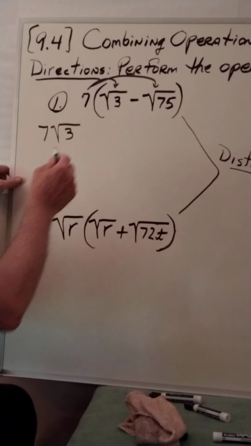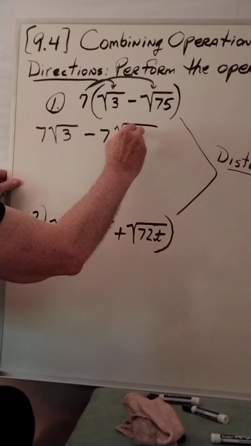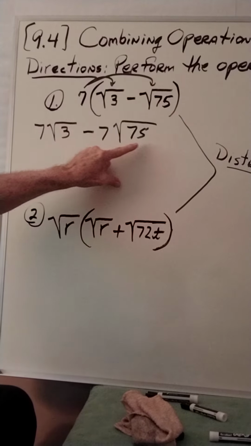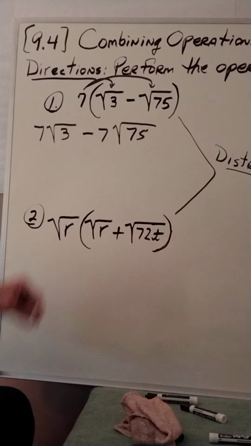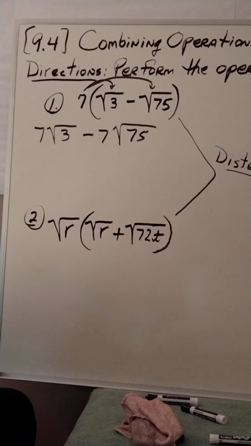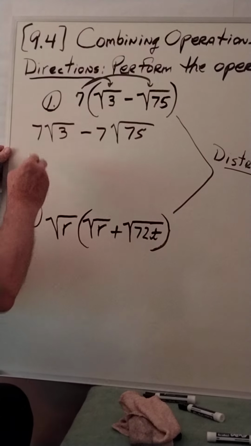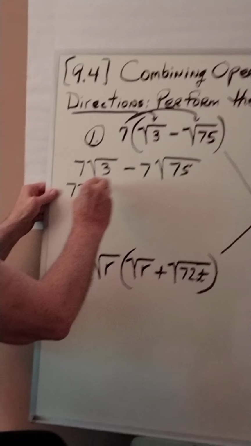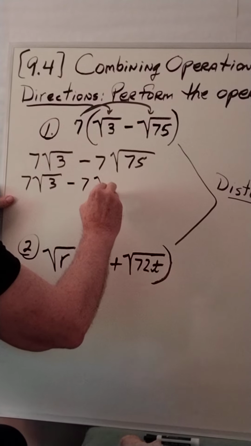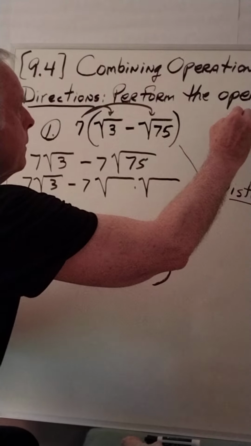positive times negative, negative 7 root 75. Now we're going to see if we can simplify. We've cleared the parentheses, but we're not done, because the radical of 75 can be further simplified because it contains a perfect square factor. So we're going to bring down 7 root 3 minus 7, and now we're going to get the structure set up to split up that radical of 75.